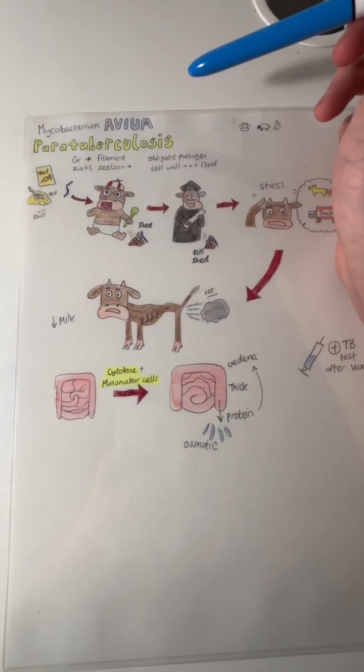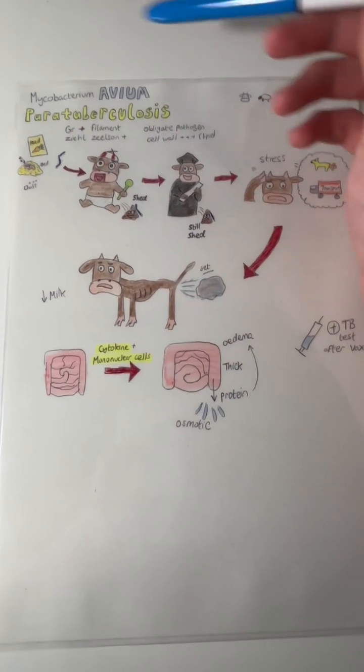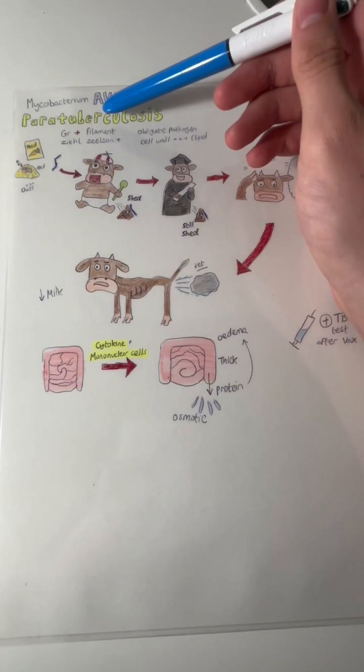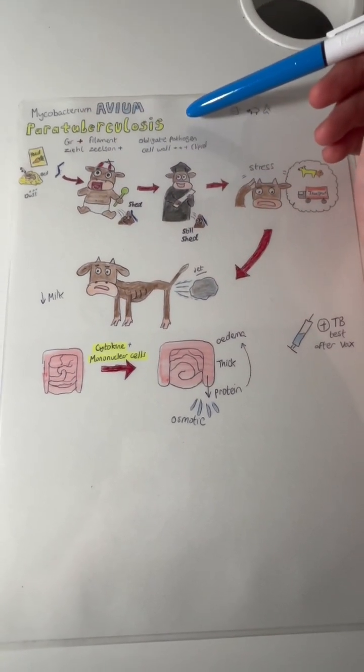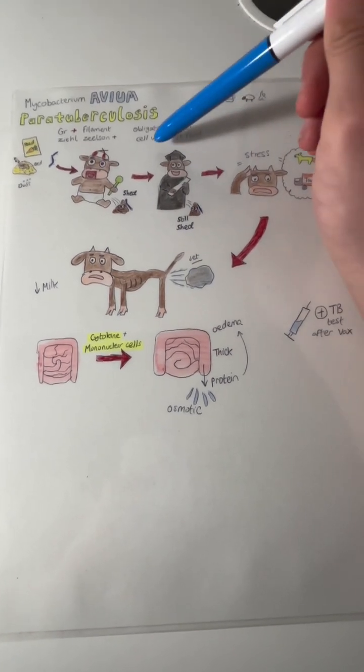Paratuberculosis is found worldwide, especially on large-scale farms. It's called Johne's disease. The bacteria is Mycobacterium avium paratuberculosis. It's a gram-positive filament. It is also Ziehl-Neelsen positive, and it's an obligate pathogen. It has very good resistance due to the large amount of lipids in its cell wall.